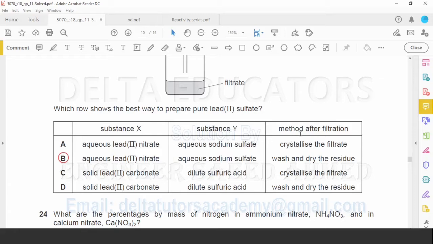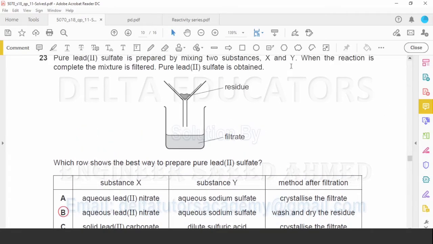Now here, the method after filtration is given as crystallize the filtrate. Here we have to get pure lead sulfate. Lead sulfate is the residue. What we have to do is wash this and dry it. We will get the pure lead sulfate. Wash and dry the residue is given in option B. So the correct option is option B.